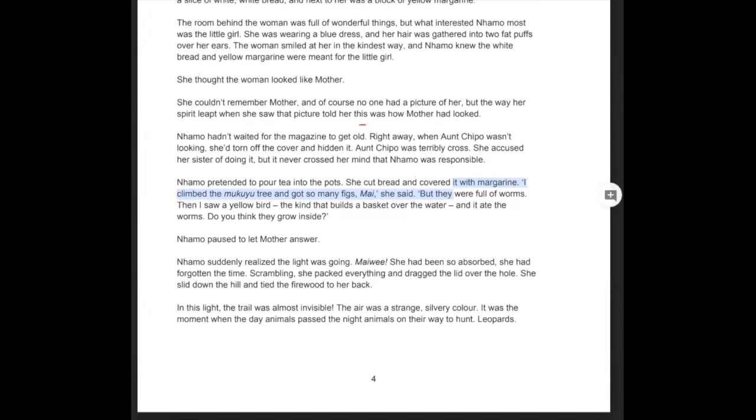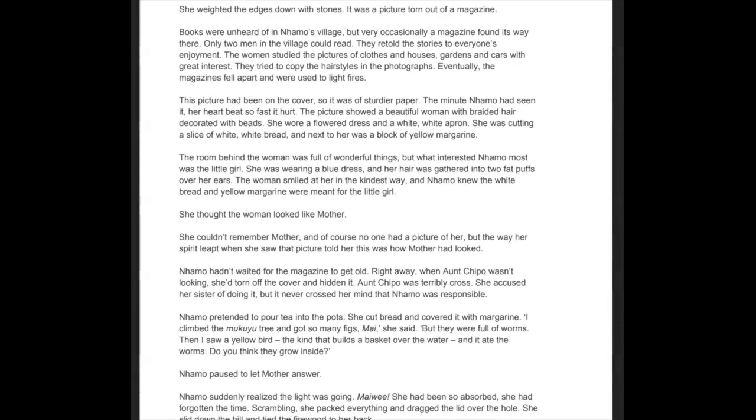Okay, it is right here. It's a bit harder here because the markings aren't permanent, but this is the part that talks about how the book is treated within her village, specifically this area over here. So it says books were unheard of in Namo's village, but very occasionally a magazine found its way in there. Only two men in the village could read, and they retold the stories to everyone's enjoyment. So that straight away tells you that everyone in the village actually does enjoy the contents of the magazine. They enjoy reading it, and they also enjoy looking through the pictures. So they enjoy both parts of this magazine.